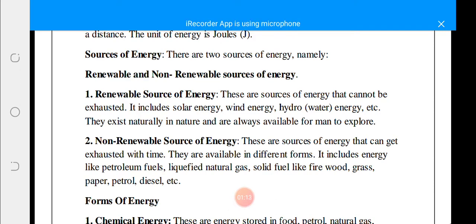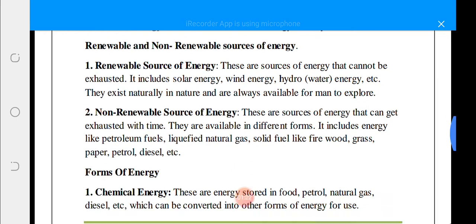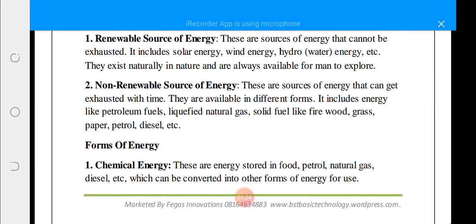So when you're talking about renewable sources of energy, from the word renewable, they can be renewed and they cannot be exhausted. But non-renewable sources of energy can get exhausted with time. They are available in different forms. It includes petroleum fuels, which can be exhausted, and liquefied natural gas, which can be exhausted. Solid fuels like firewood, grass, paper, petrol, diesel, etc. can also be exhausted. So all these are under the category of the non-renewable sources of energy.